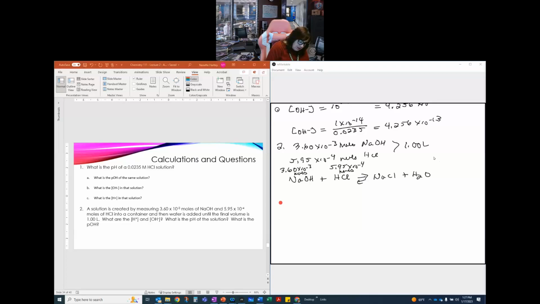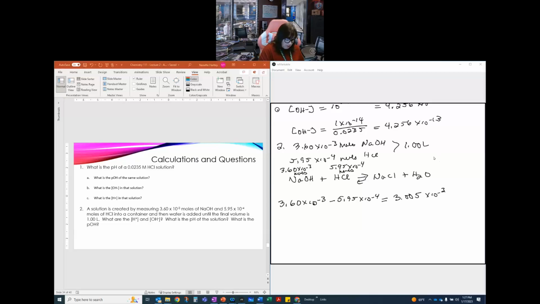So I can take the concentration of the NaOH, the 3.60 times 10 to the minus 3, and subtract out the 5.95 times 10 to the minus 4, because I know that for every HCl that reacts, I have to use up an NaOH. So that will give me the concentration of NaOH that is left. So I take my 3.60 times 10 to the negative 3, and I subtract the 5.95 to the negative 4. And that gives me 3.005 times 10 to the minus 3.